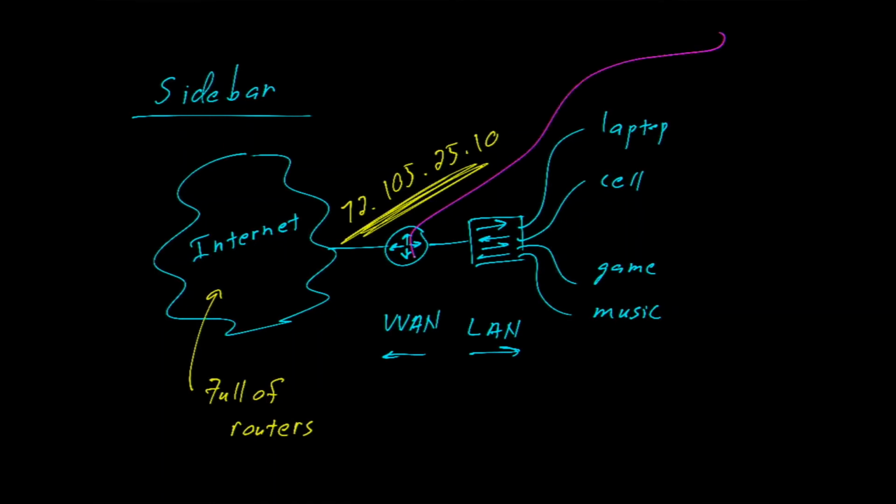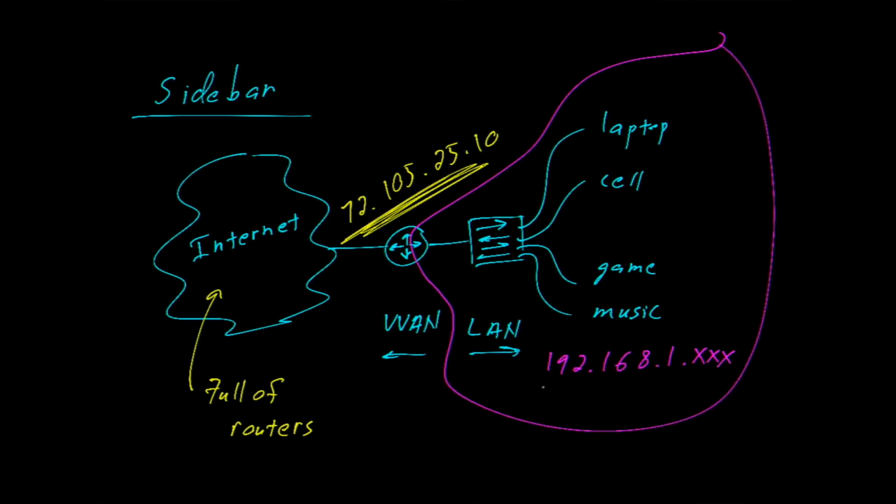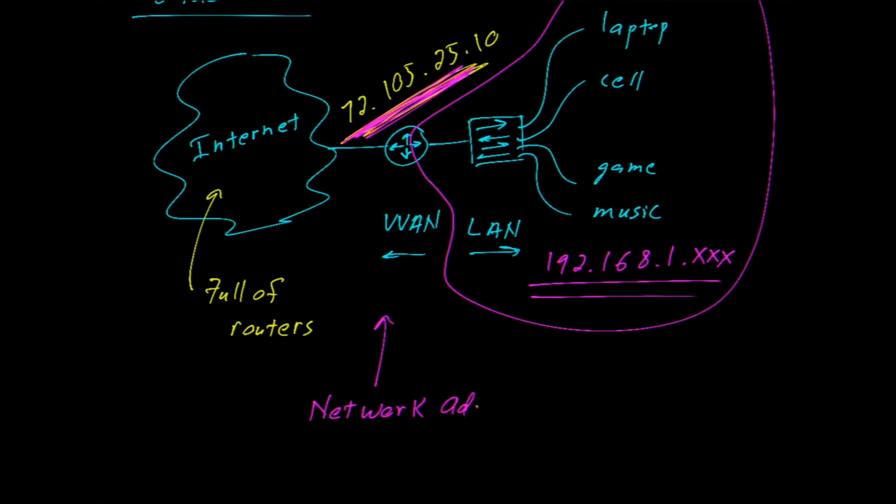On this side of the router is your home network, which means you have many IP addresses within your home network, but as far as the internet is concerned, everything about your home network appears on this IP address. That is something known as network address translation, otherwise known as NAT, which is very useful because it allows us to reuse all those IP addresses.